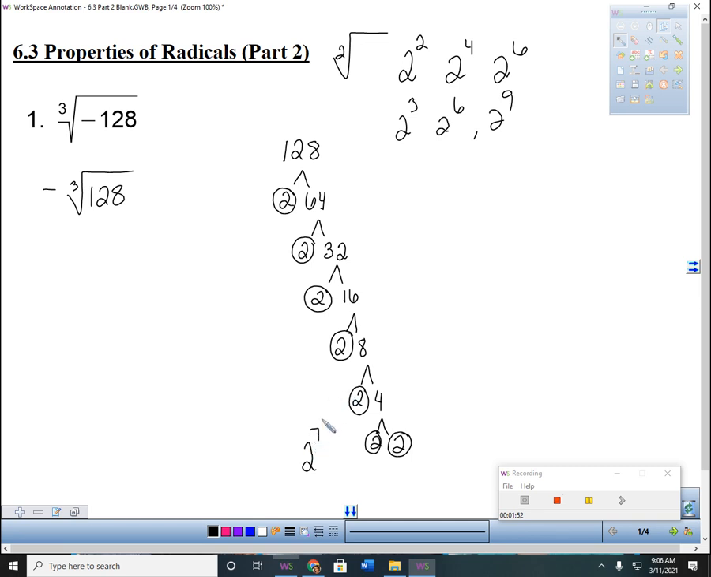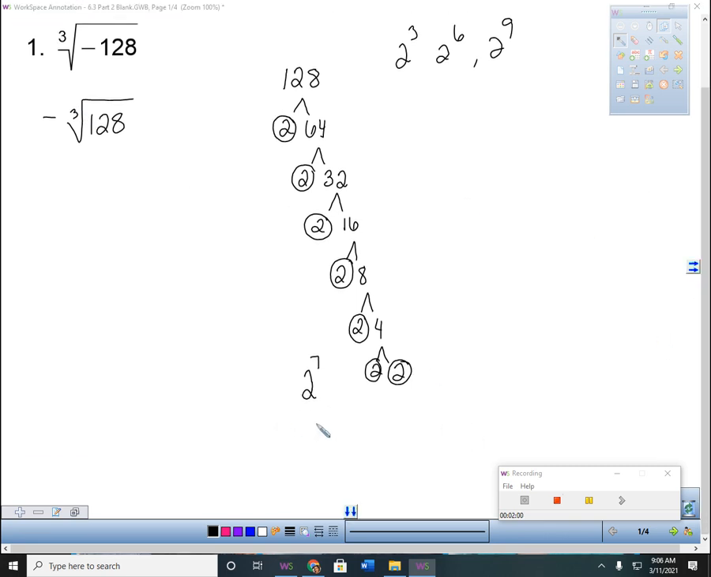Now since I'm doing cube roots, I would say to myself, does 7 divide by 3? The answer to that is no. So I need to split up my 7. So I'm going to think, what's the biggest number that's smaller than 7 that will divide by 3? That would be 6. So I'm going to use 6 of my 2's to make my perfect cube. And then how many 2's does that leave left over? Just 1. And remember, you always want that exponent to be smaller than your root, the one that's going to be left under the root.